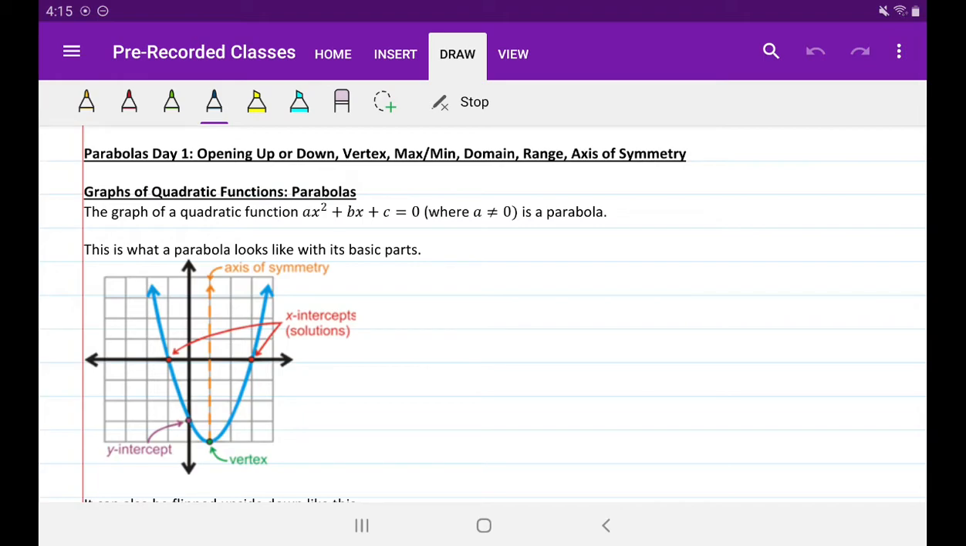So first we want to go over a few basics of a parabola. A parabola is the graph of a quadratic function. So reminder, a quadratic function is ax squared plus bx plus c equals 0. And so you had a lot of practice factoring and foiling these in chapter 5, and then in the beginning of chapter 8 you had a lot of practice solving these.